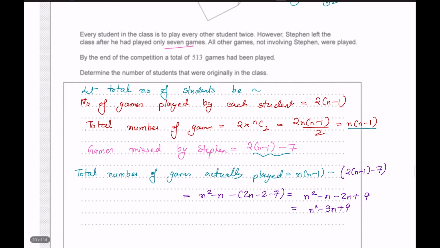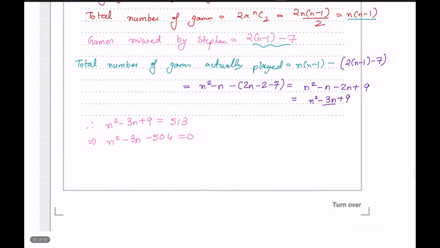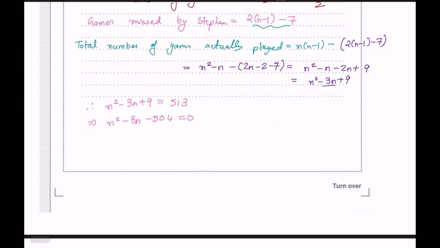And it's given that the total number of games actually played is 513. So this will be equal to 513. If I just push 513 to the left, it will become negative 504. Now, if I put this in my calculator, I'll get two solutions, n equals 24 and n equals negative 21. The total number of students cannot be negative, so I'll reject this. So n equals 24 would be the total number of students in the class, including Stefan.